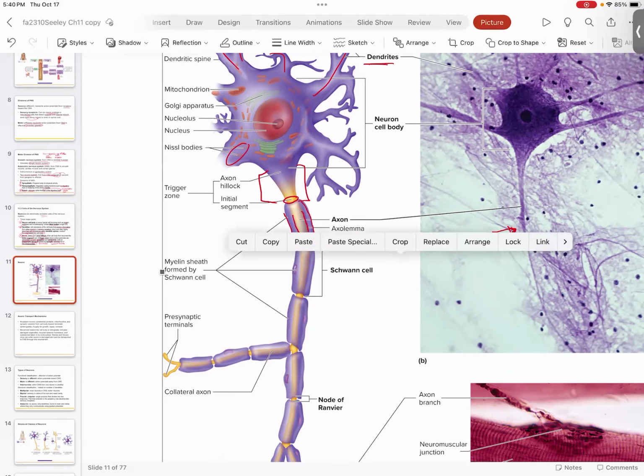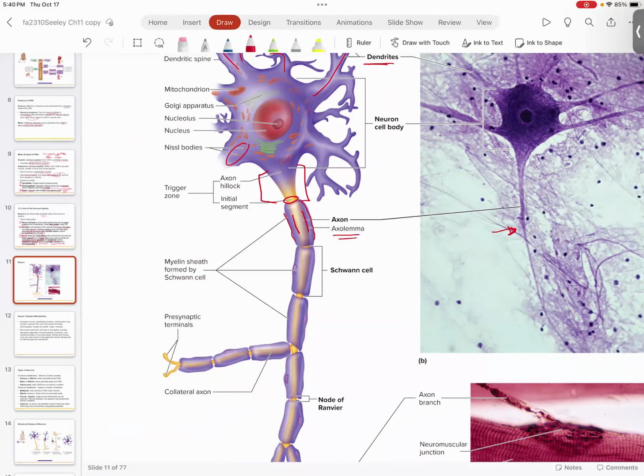On top of the axolemma is the myelin sheath, which in this case for a peripheral nerve is created by the Schwann cells. And you can see you have different Schwann cells that wrap around the axon, like insulation on a copper wire. And that basically insulates this electrical signal as it goes down the axon itself.